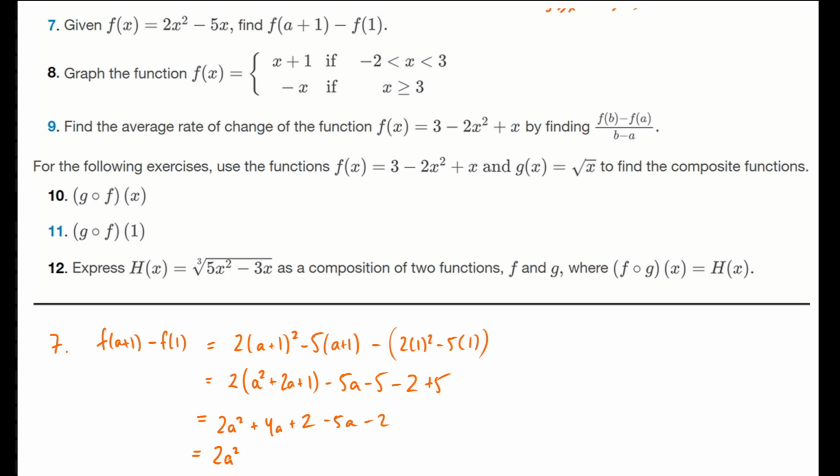We're going to get 2a squared. 4a and minus 5a gives us negative a, and then the 2's cancel. So we could simplify this and say that this is a times 2 minus a.